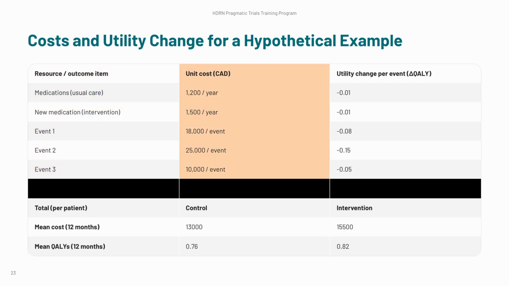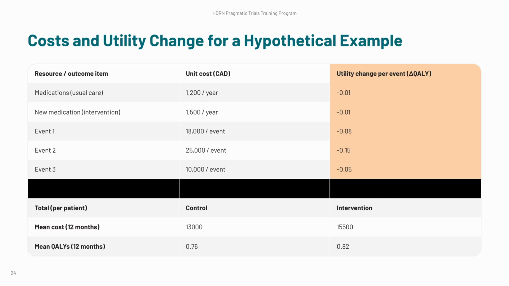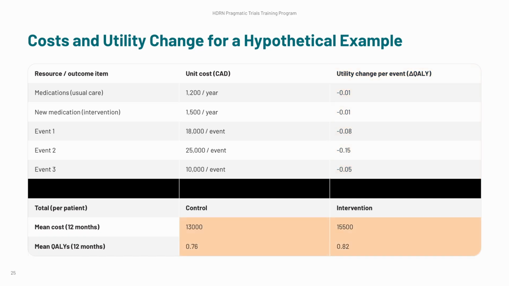The second column shows the unit cost from a healthcare system perspective for each item over 12 months or per event. The third column shows the change in quality-adjusted life years for each item, which is a decrement in utility when that event occurs. In the bottom rows, suppose we have already multiplied event rates by unit costs and by utility decrements, then summed across items. After doing the calculation, we estimate the mean cost and mean QALYs per patient in each arm, which are the key inputs for calculating the ICER.